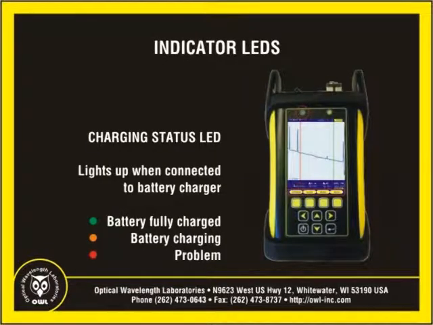Finally, there are two LEDs located above the LCD display. The Charging Status LED is on the left and will be lit when connected to a battery charger. The LED will change color based upon the battery charging status. When the LED is green, the battery is fully charged. When the LED is orange, the battery is charging. When the LED is red, there is a problem with the battery and/or battery charger, and you must contact OWL support for service.